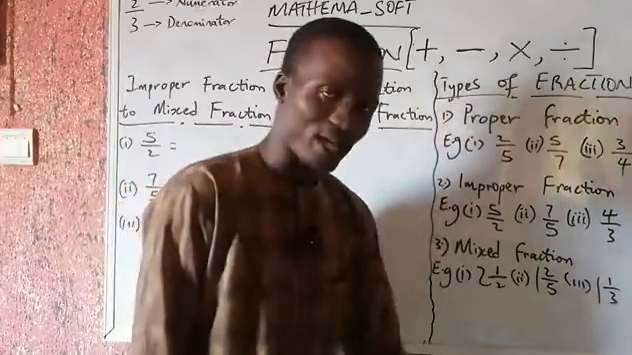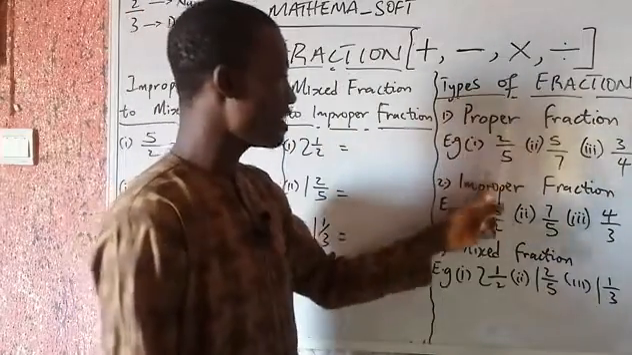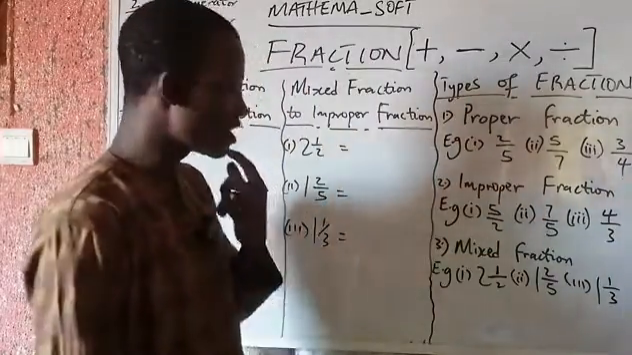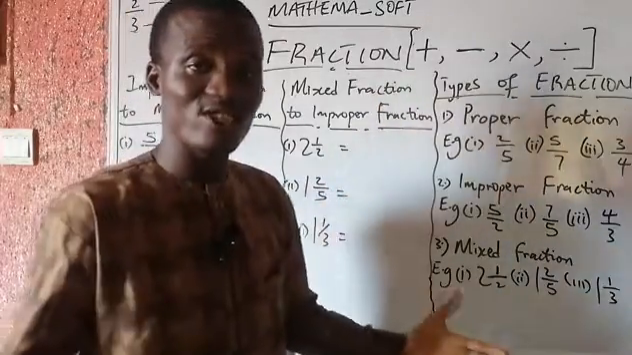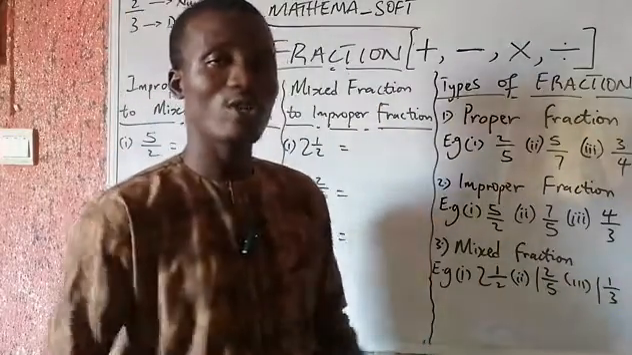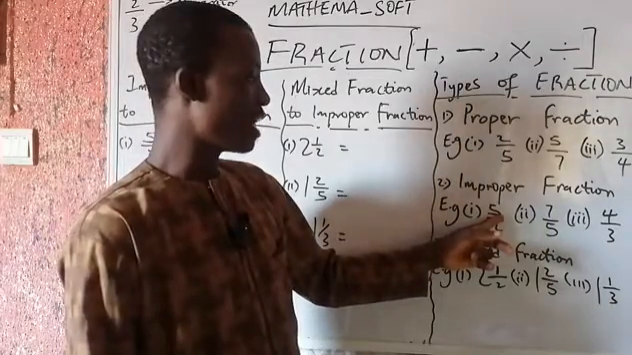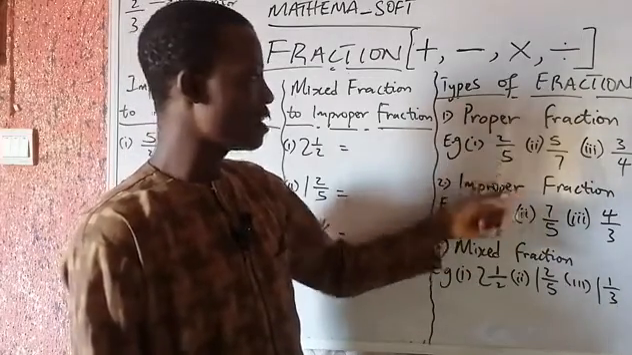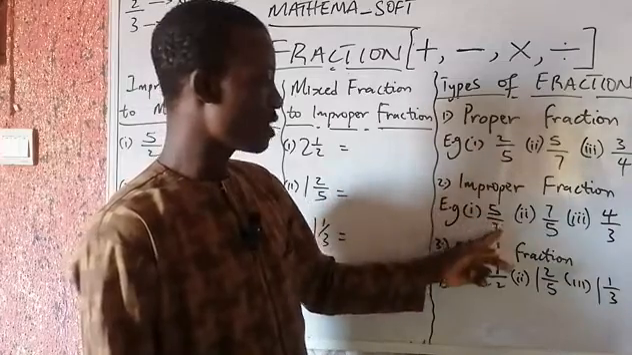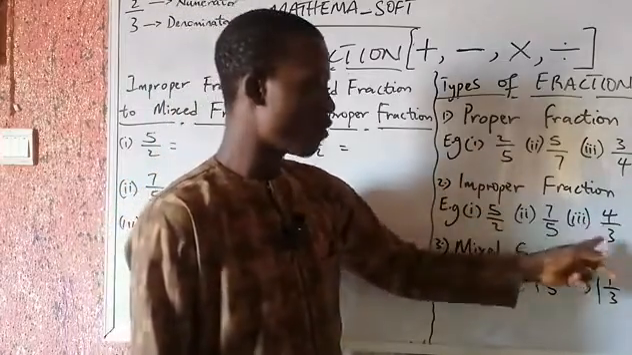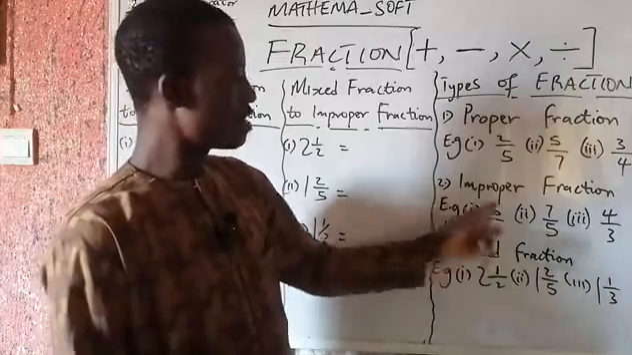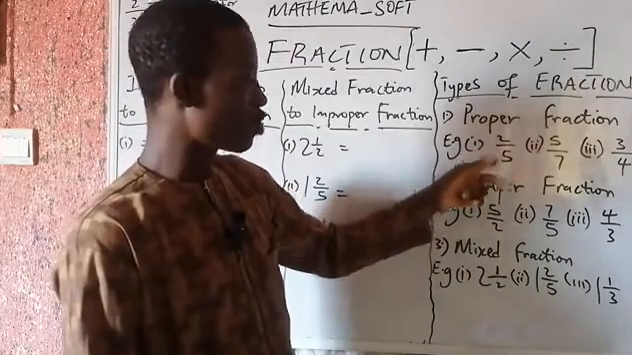In the second type, we have what we call improper fraction. The opposite of the word proper is improper. And when we say something is improper, it means that it is not ideal. It does not make sense. And when you look at it, I have an example here. I don't want to go too far. I just flip this other way around: 5/2, 7/5, 4/3.